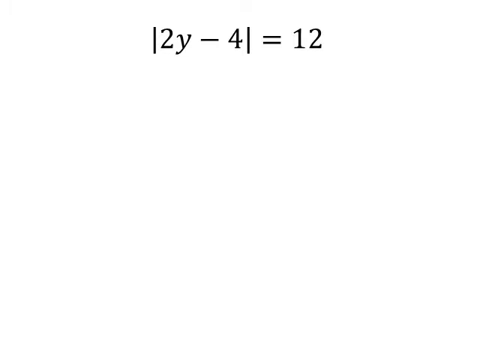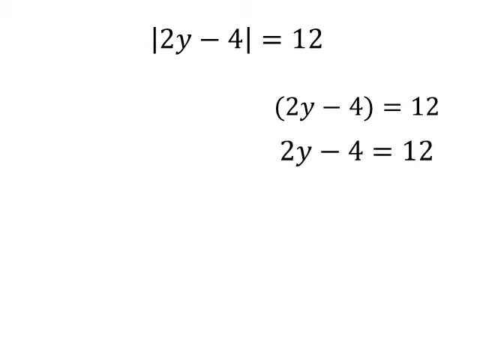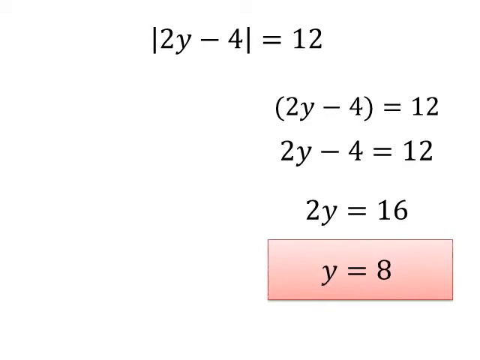To make this a little bit more complicated, we'll look at this example. The absolute value of 2y minus 4 equals 12. In the simple case, the case that 2y minus 4 is a positive number, we simply replace the absolute value bars around 2y minus 4 with parentheses. Since there's nothing to distribute, we can just eliminate the parentheses. So 2y minus 4 equals 12, so I would add 4 to both sides of the equation, getting me 2y equals 16. Then I would divide both sides by 2, getting me y equals 8.